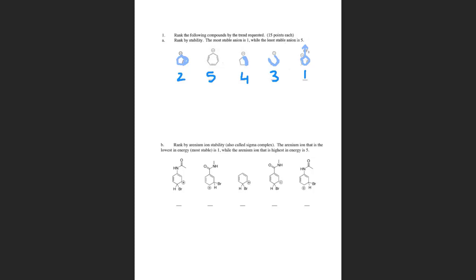No problem. Okay, so for B, we're ranking by sigma complex stability. Have y'all had practice with figuring out which ones are more stable for activators and deactivators? Okay, perfect. So let's start with 5 minutes to rank this, and then we can come back and talk about it.